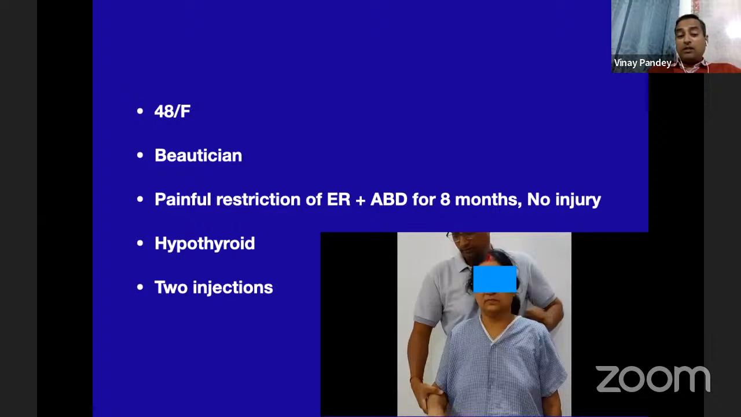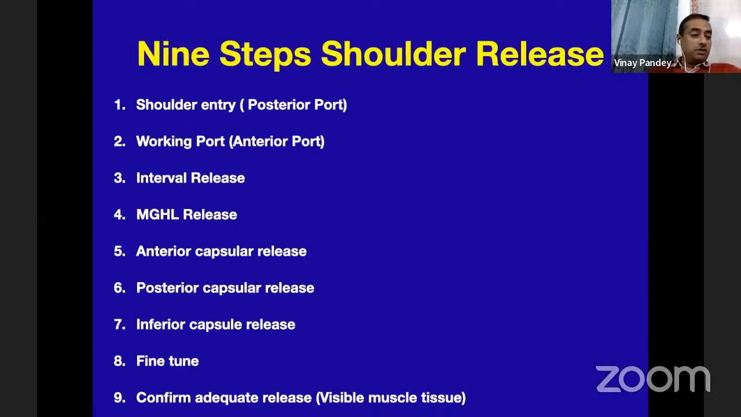She was hypothyroid and had already taken 2 injections. So these are the patients where I see hardly any external rotation present, not so much pain, and everything exhausted. The patient has done a lot of physio and injections have been given. Now, these are the patients which I think should be taken for surgery. And this patient was taken up for surgery.